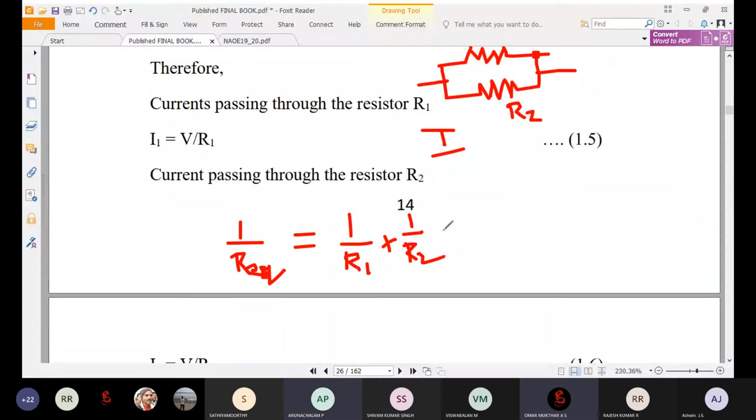Sir, 1 by R is equal to 1 by 7, 7 kilo. Then what R equivalent? Sir, now your slide is also not visible. Voice also not clear. Good night, sir.